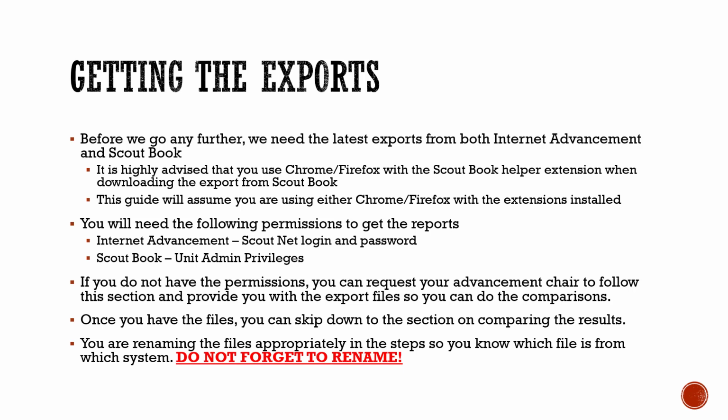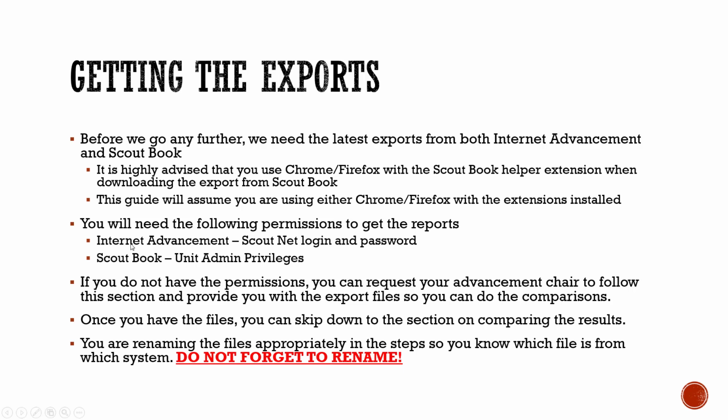So before we actually do the comparisons, we need to get the exports out of Internet Advancement and out of ScoutBook. And as I said before, if you don't have the permissions to download these files out of ScoutBook or Internet Advancement, these are things that your advancement chair or your advancement coordinator would usually have access to. You can get them to get you the exports, and then you can do the comparisons for them.